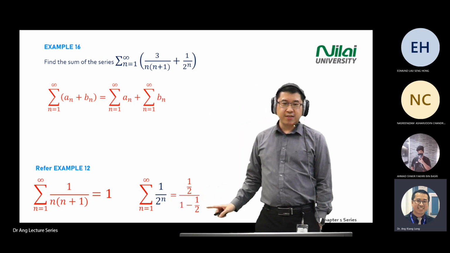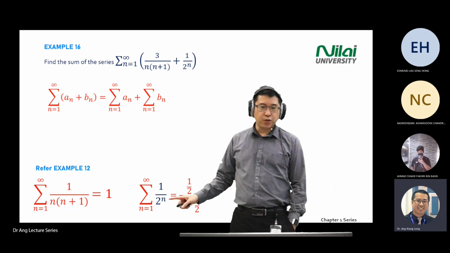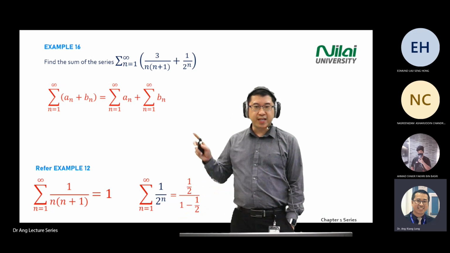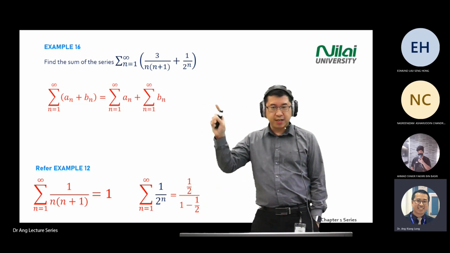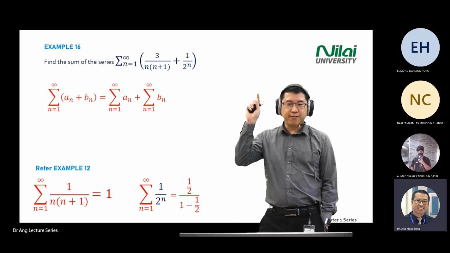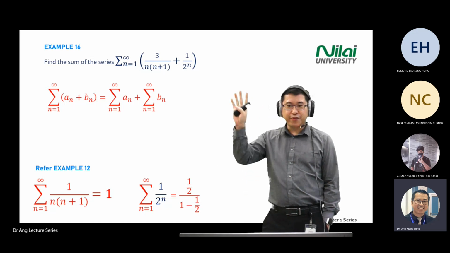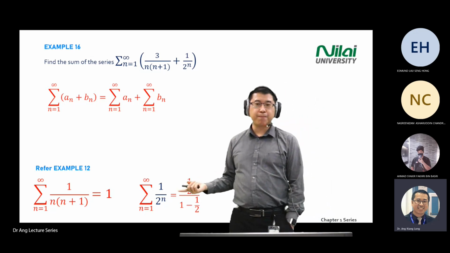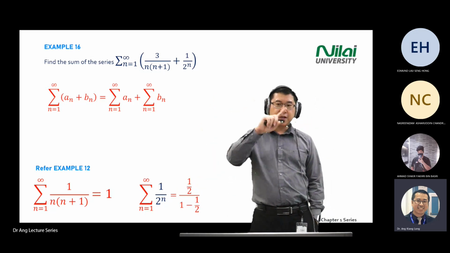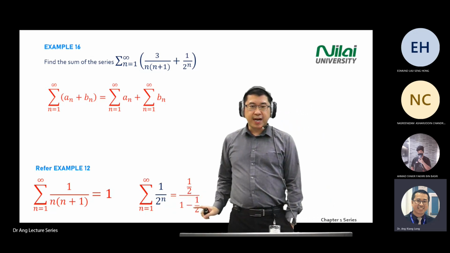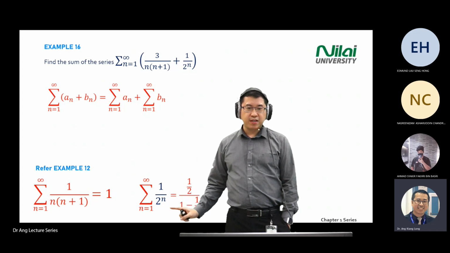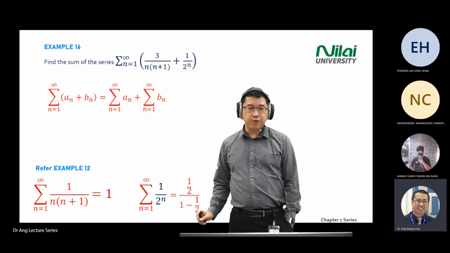How do you get R? R is the ratio of the numbers. How do you find R? You take the second number divided by the first number, or the third number divided by the second number, or the fourth number divided by the one before it, which is the third number. The simplest way is to take the second number divided by the first number. What is your second number? 1 over 2, n equal 2, so 1 over 2 power 2, which is 1 over 4.